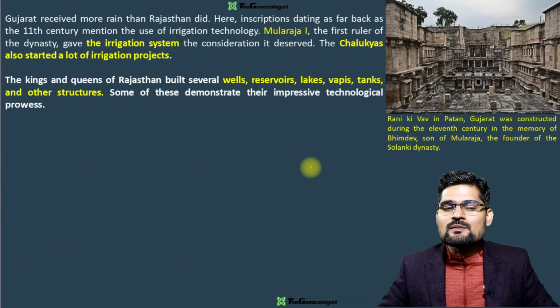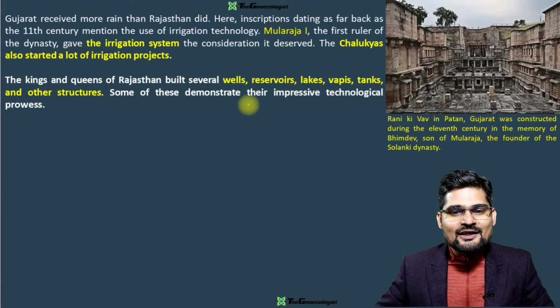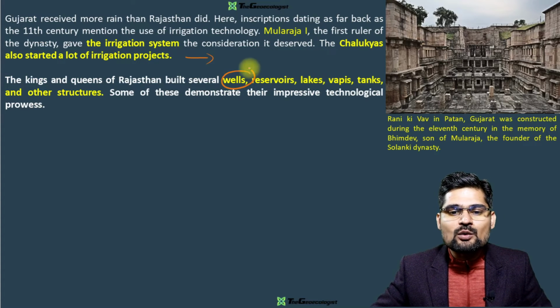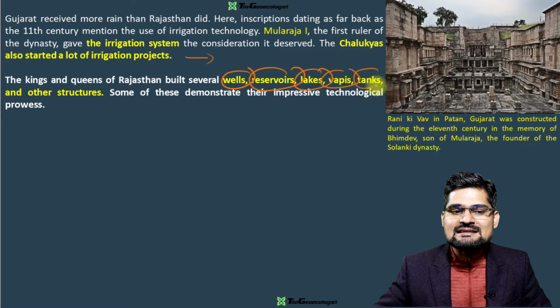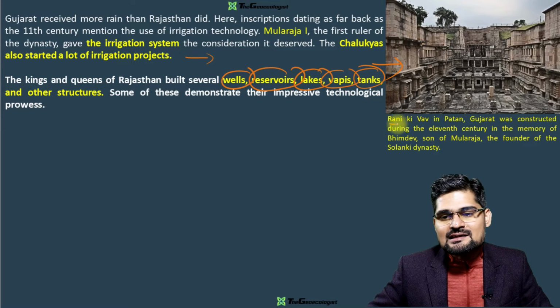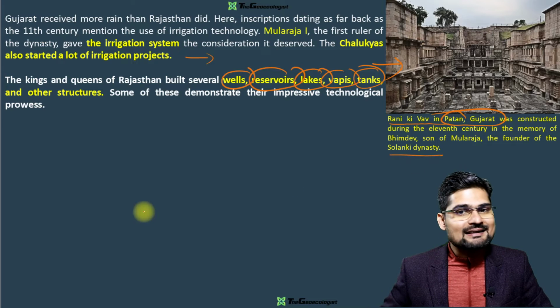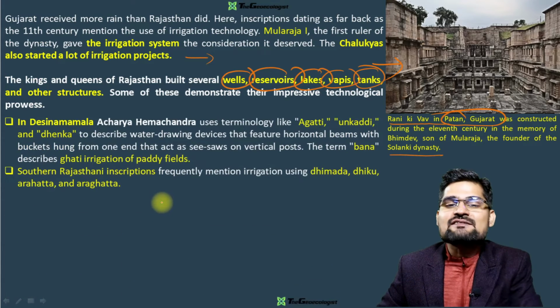Right? Now if you observe, come to Gujarat and Rajasthan, you must have seen the Chalukyas and other dynasties creating so many wells, reservoirs, lakes, wapis, and tanks. One of them is this. You see, Rani Ki Vav in Patan, Gujarat, very famous. So here is the Solanki dynasty and the creation specifically mentioned.